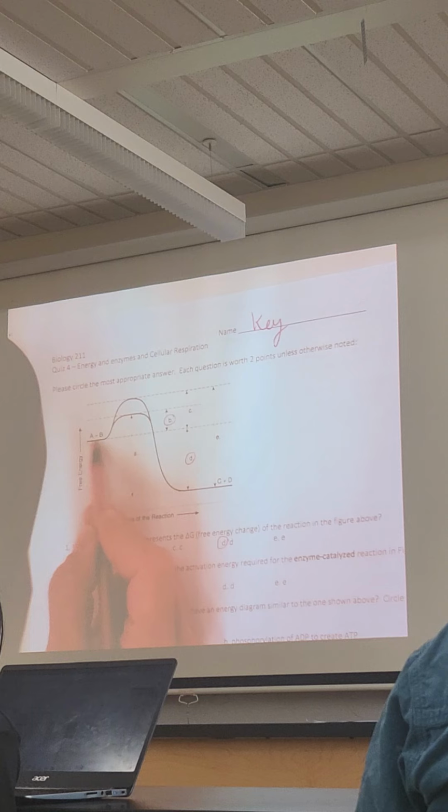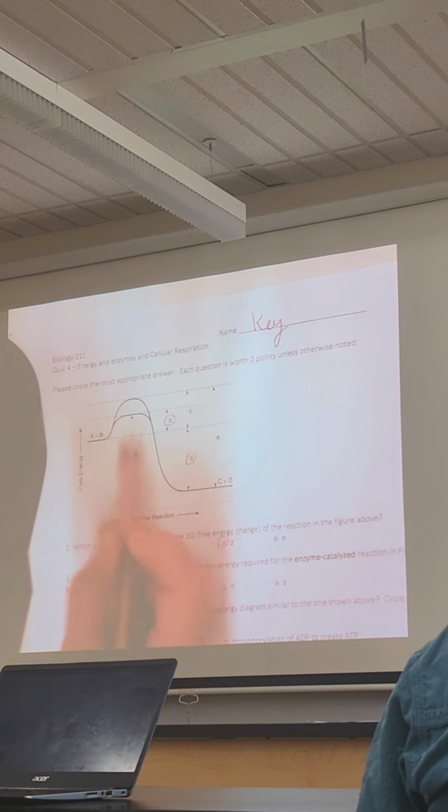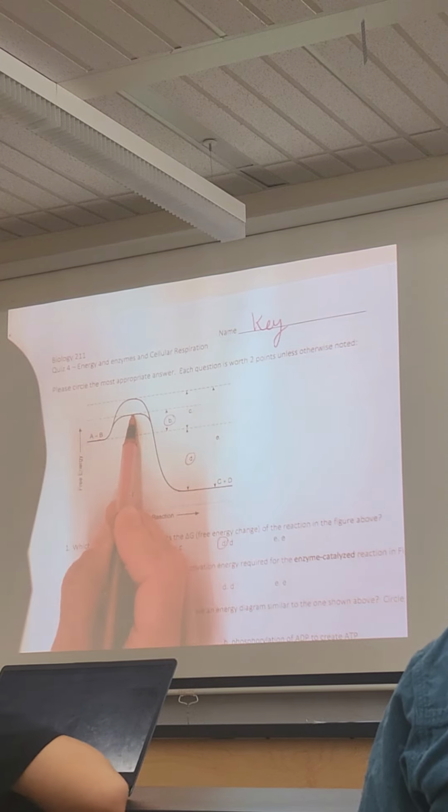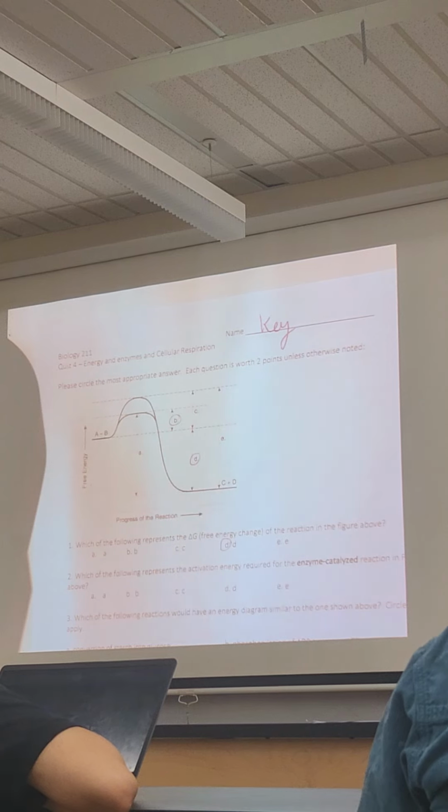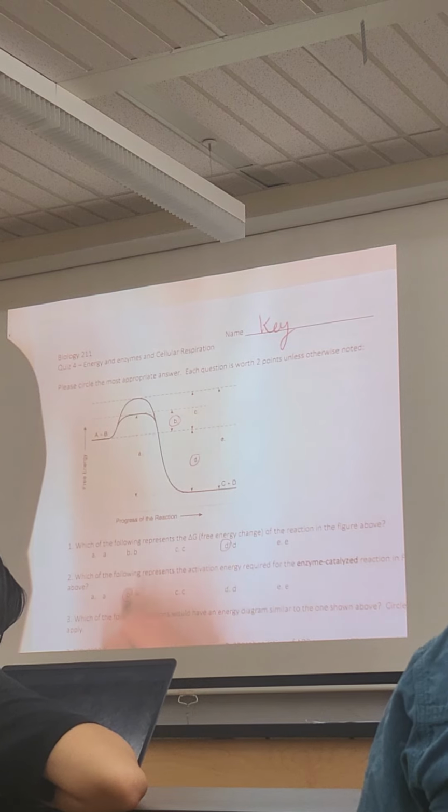It's going from the energy of the reactants up to the energy of the peak, but for the enzyme catalyzed reactions, it still has lower activation energy, so it should be letter B.